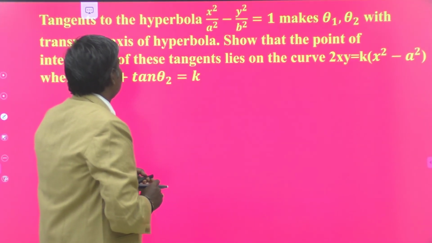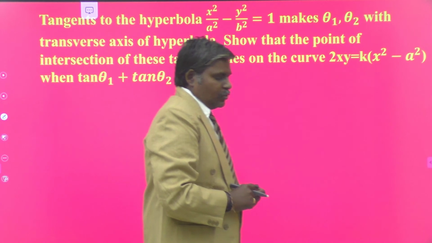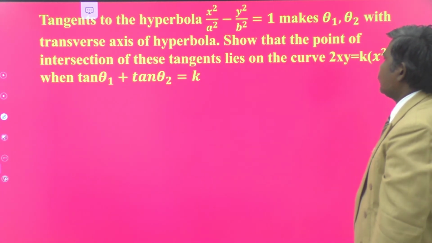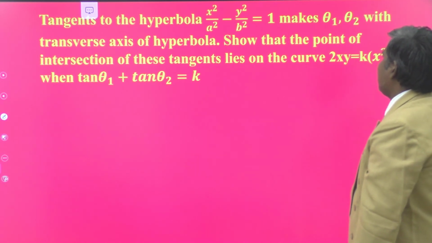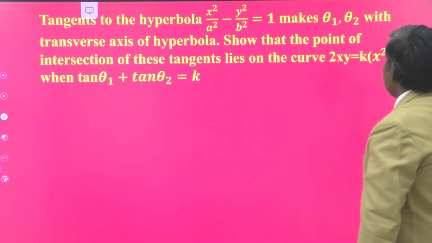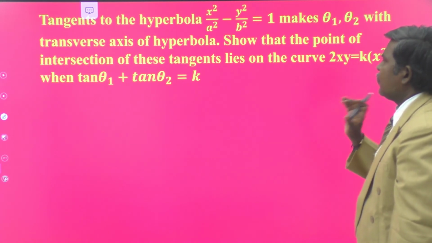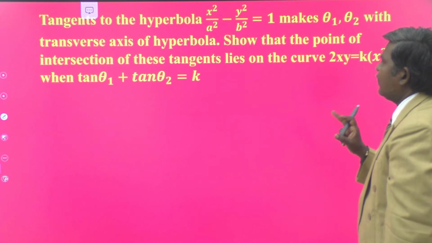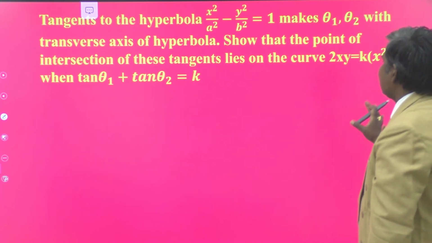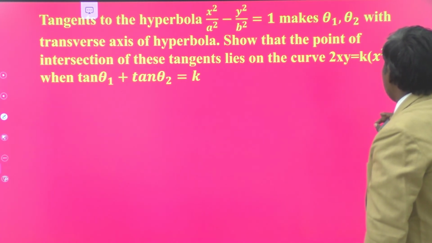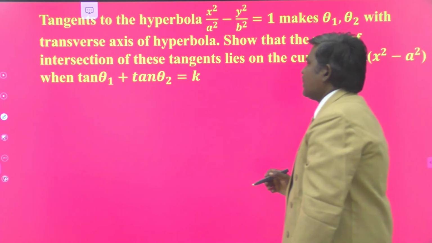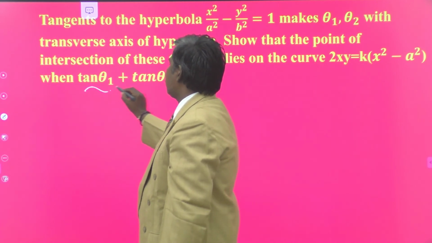Next one. This is the question. Tangents to the hyperbola x²/a² - y²/b² = 1 make angles θ1, θ2 with the transverse axis of the hyperbola. Show that the point of intersection of these tangents lies on the curve 2xy = k(x² - a²) when tan θ1 + tan θ2 = k.